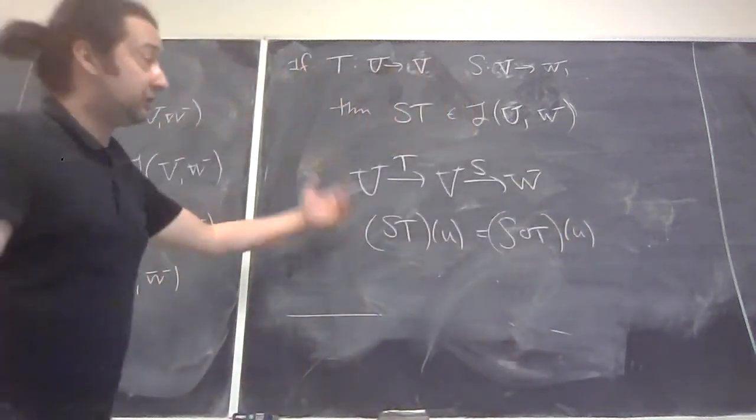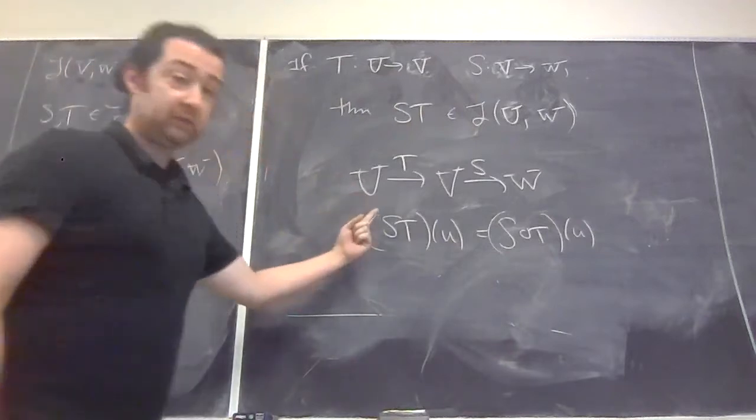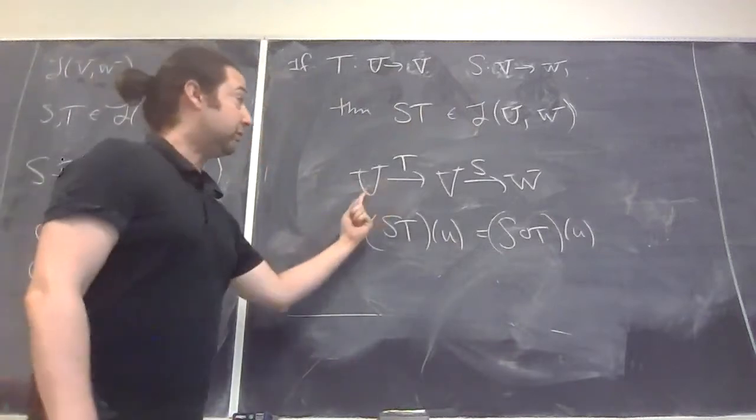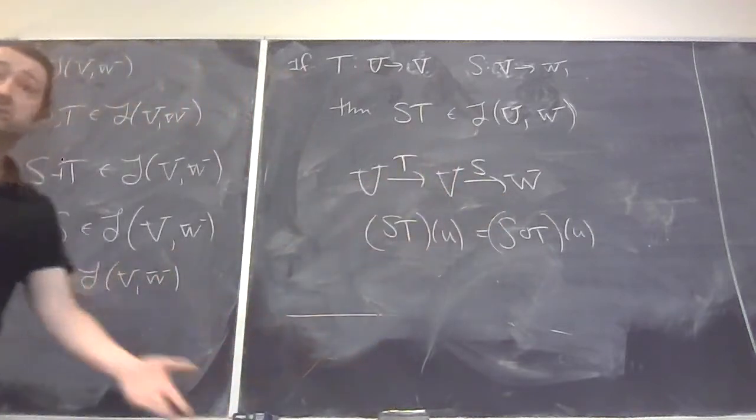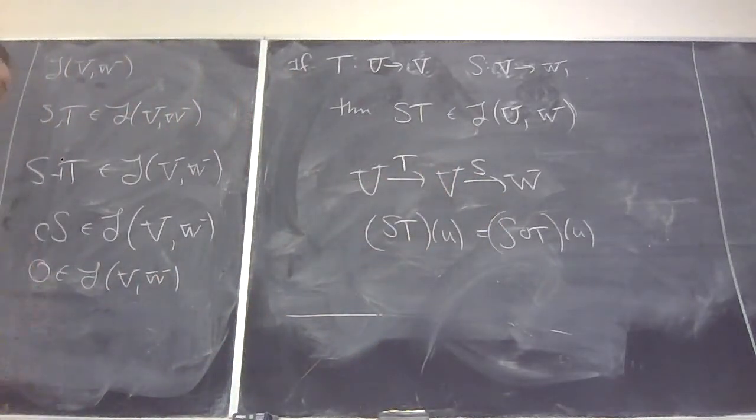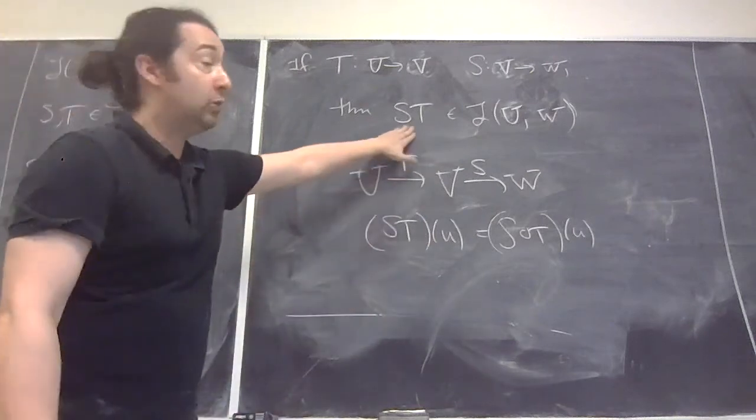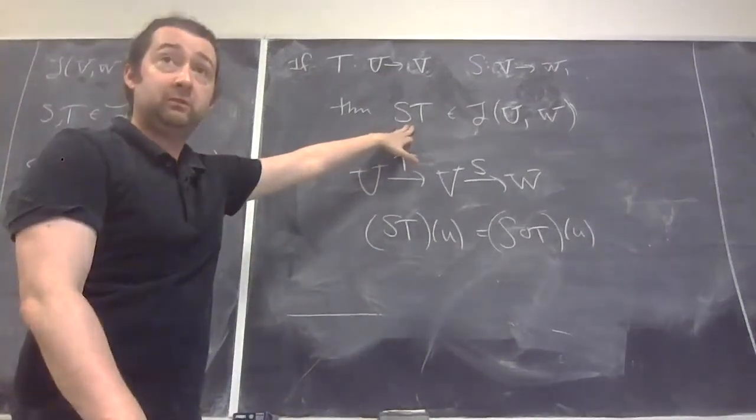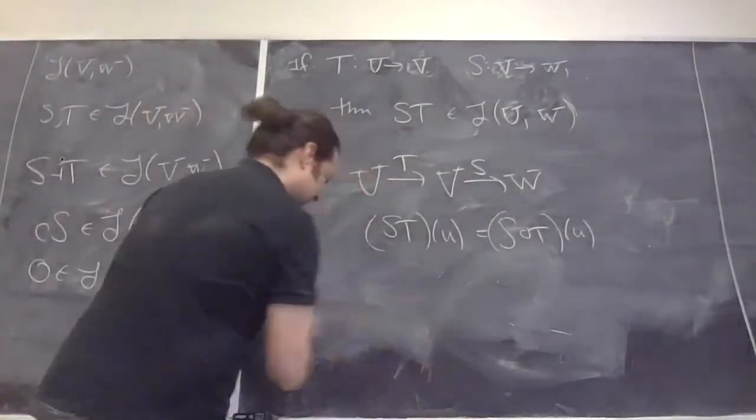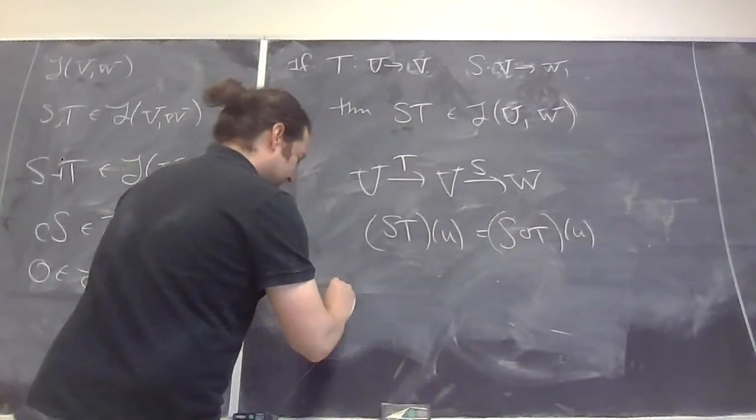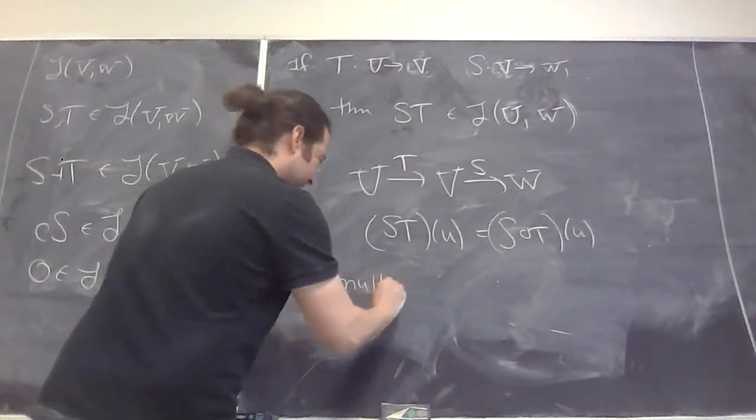So if we have things mapping into the right spaces, so if T goes from U to V and S goes from V to W, I can freely compose these things because it makes sense to do so. And if I can compose them, that actually defines a multiplication of these operators, right? Which is weird because multiplying vectors is weird.